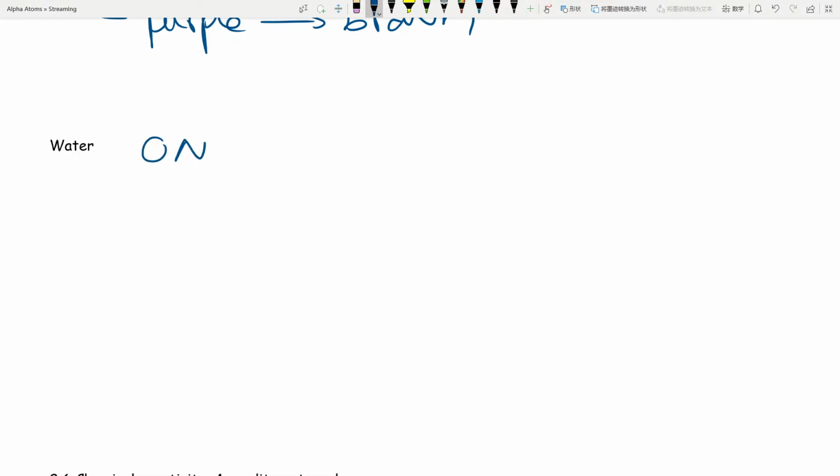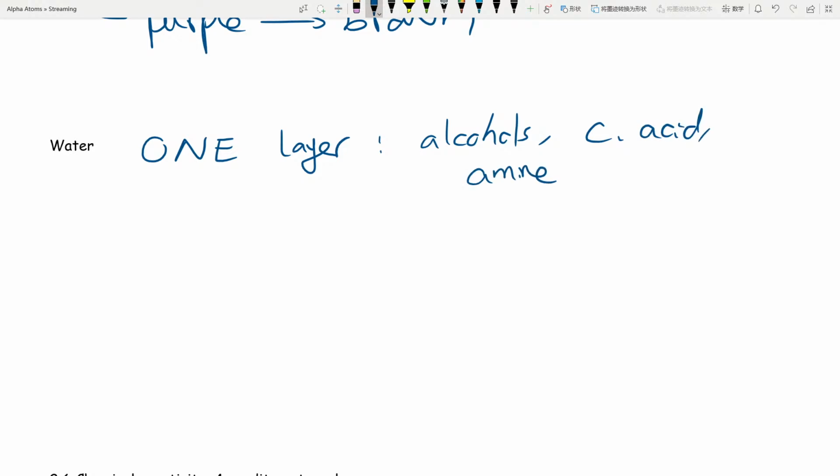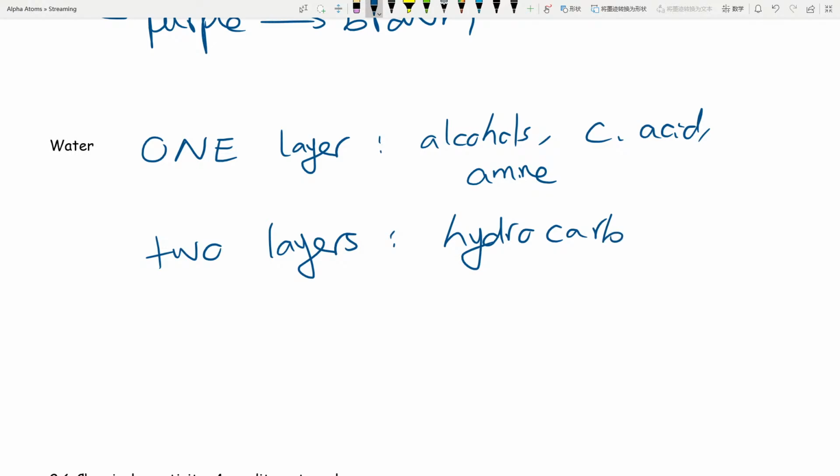And in water, this is to test for solubility. So if you mix the following things with water, you get one layer. That's your short chain alcohols and your carboxylic acids, your amines, because these things tend to be polar. And then 2 layers: your hydrocarbons, so your alkanes, alkynes, alkenes, everything to do with hydrocarbons, they all don't dissolve, so you get 2 layers.